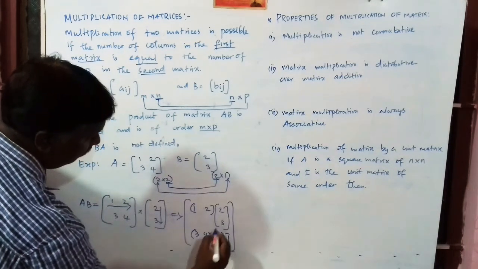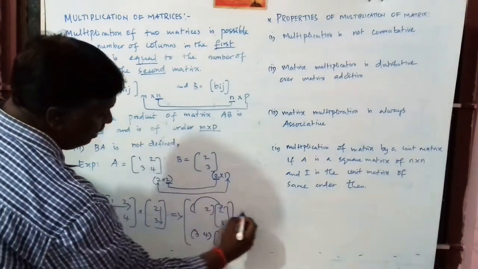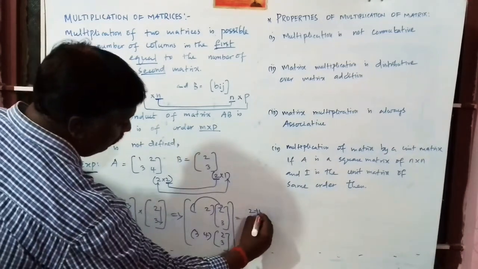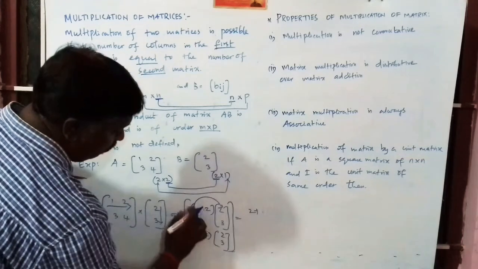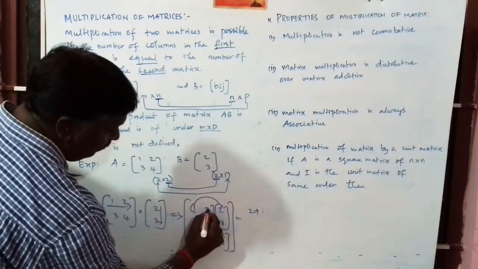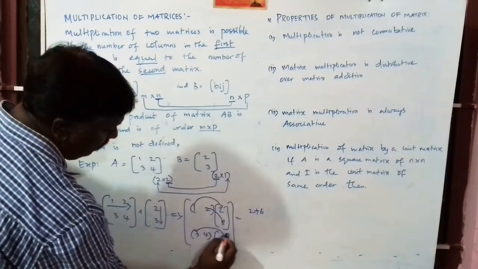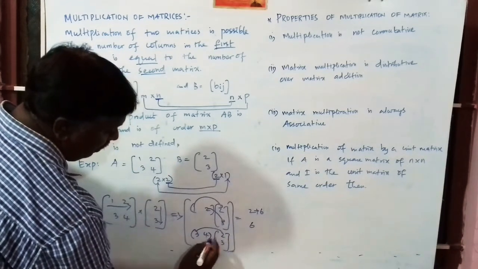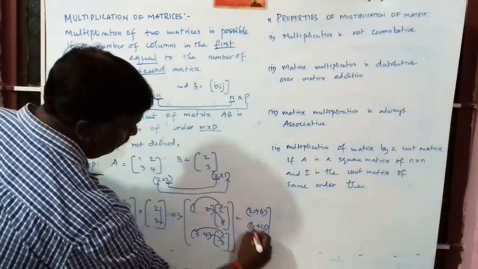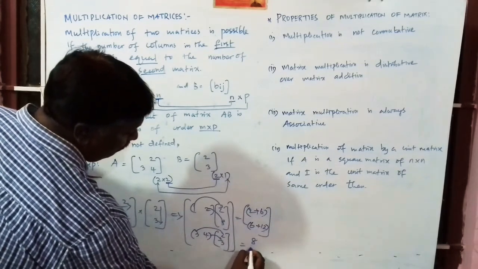Now simplify. Multiply this into this. 1 into 2 is 2, plus 2 into 3 equal to 6. Next, 3 into 2 equal to 6, and 4 into 3 equal to 12. Now simplify. 2 plus 6 equal to 8. 6 plus 12 equal to 18.